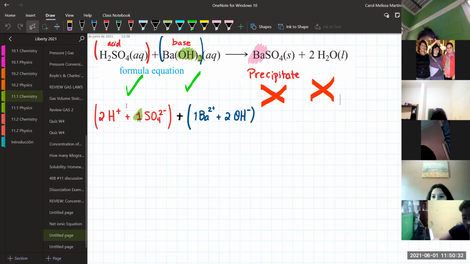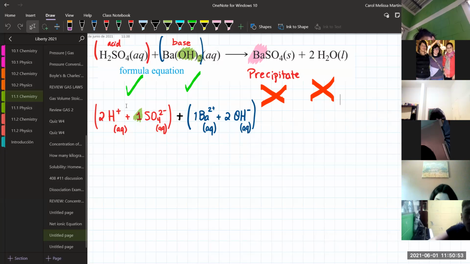Now we continue. And remember to write the physical state of each. So you have AQ for hydrogen, AQ for sulfate, AQ for barium, and also AQ for hydroxide.